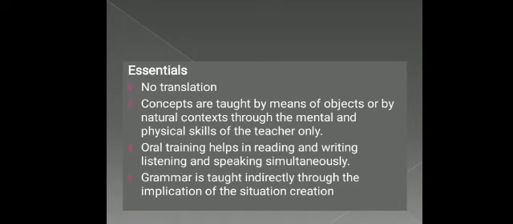Students, these are the essential things of the direct method. First is no translation in this method. We cannot use any type of translation in this method. Second is concepts are taught by means of objects or by natural context through the mental and physical skill of the teacher only, meaning this method is basically based on the teacher. Third is oral training helps in reading and writing, listening and speaking simultaneously. Fourth is grammar is taught indirectly through the implication of situation creation.